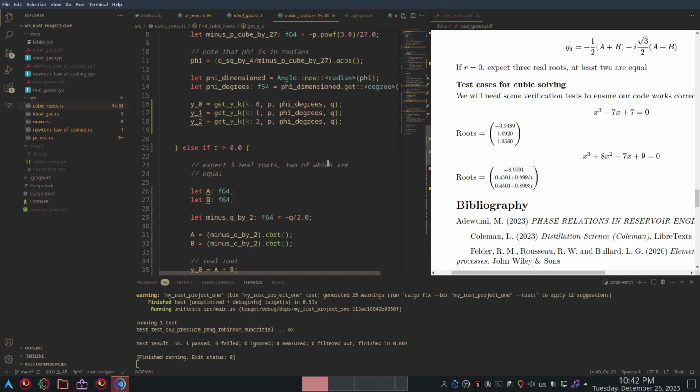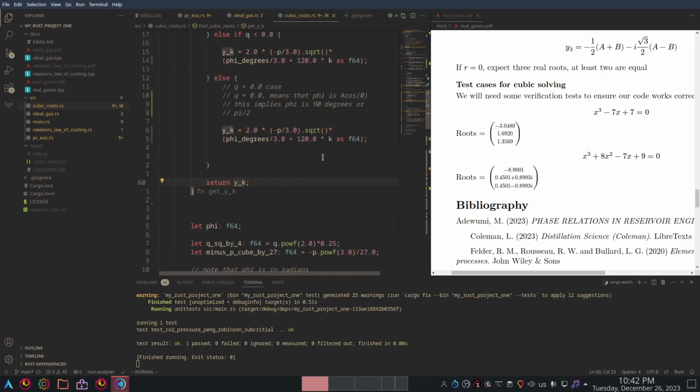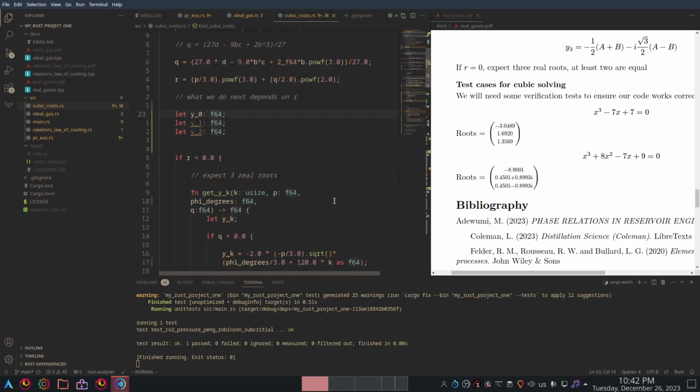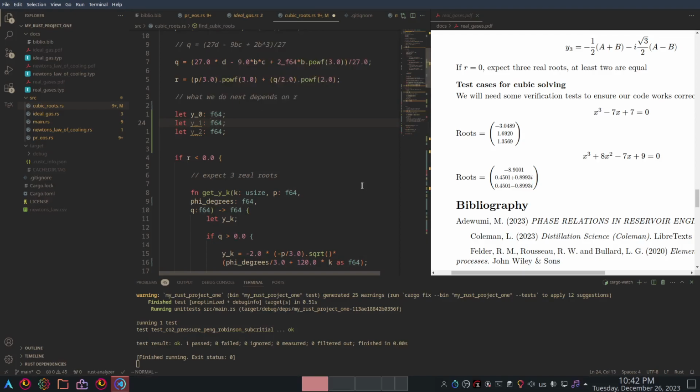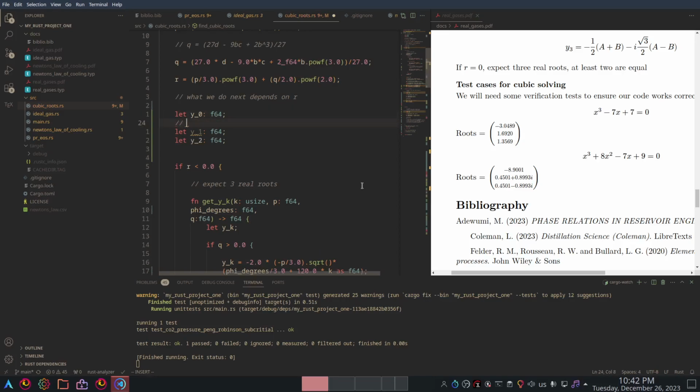Let me demonstrate to you. Maybe there will be some clarity. y0 is always going to be there because you always have one real root, but y1 and y2 may or may not be imaginary. If it's imaginary, then we do not define them. If it's real, then we need to define them.